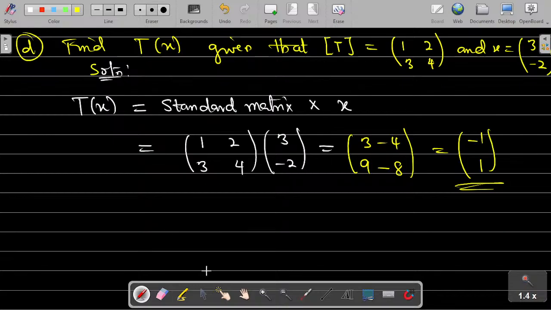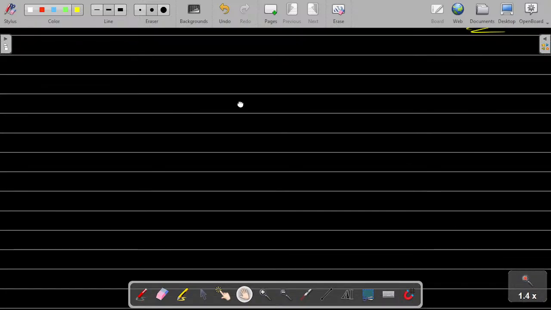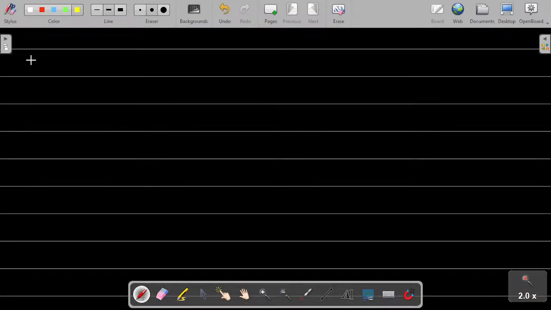Can I continue? All right, let's go to the next one. Question 2. We are asked to determine with good reason if the linear operators that are defined by the following equations are 1 to 1. All right, so let's go.